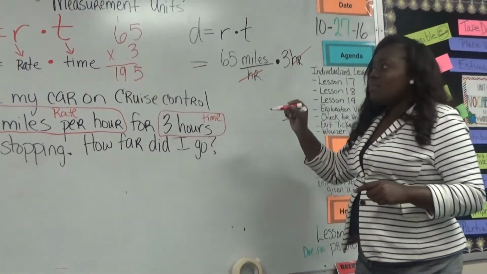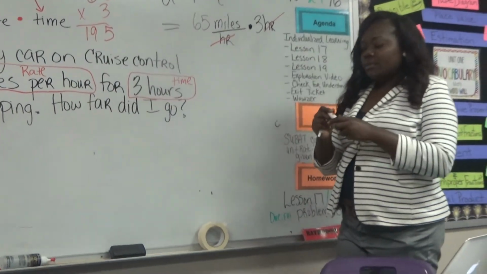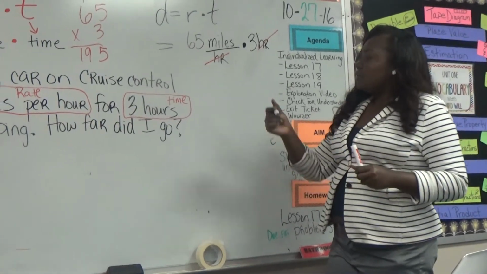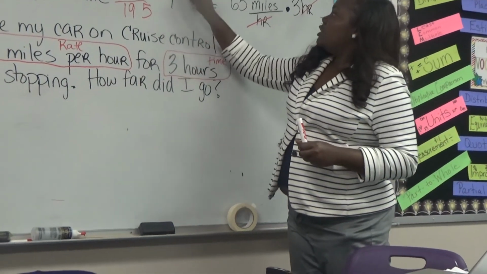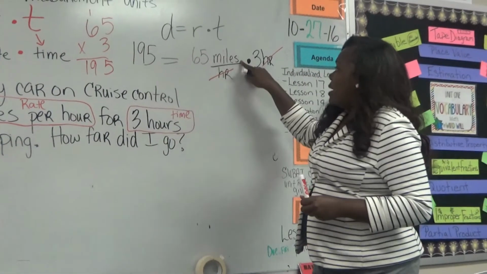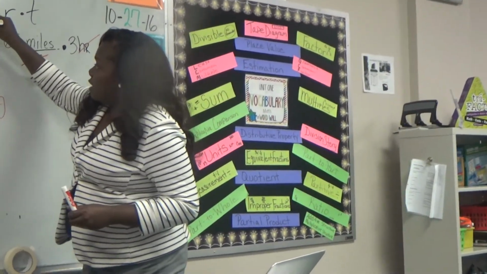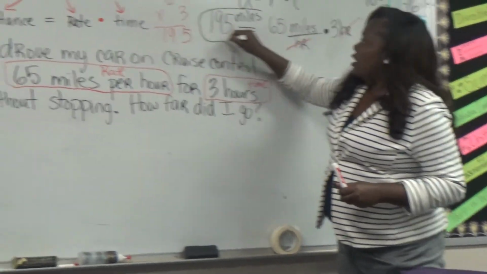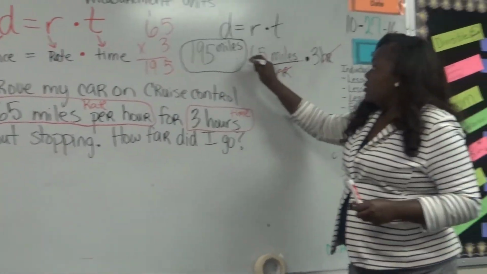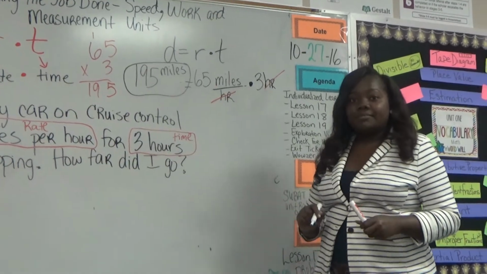So over here, what was the distance that I went? 195. And you see how miles is left by itself? That's the unit that I'll bring over. So I know that I went 195 miles, and that's the answer. Okay.